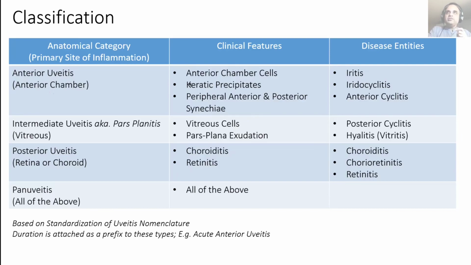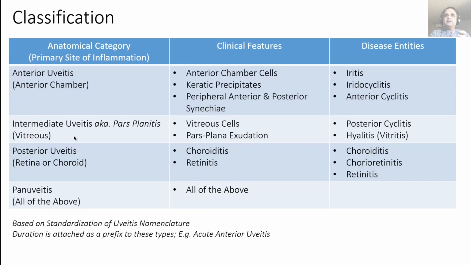The clinical features of an anterior uveitis are anterior chamber cells, together with flare, we'll see what that is, keratic precipitates, and peripheral anterior and posterior synechiae. The disease entities included in anterior uveitis are iritis, inflammation of the iris; iridocyclitis, inflammation of the iris together with the anterior part of the ciliary body, the part of the ciliary body which has the folds; and anterior cyclitis, which is just inflammation of the anterior part of the ciliary body.